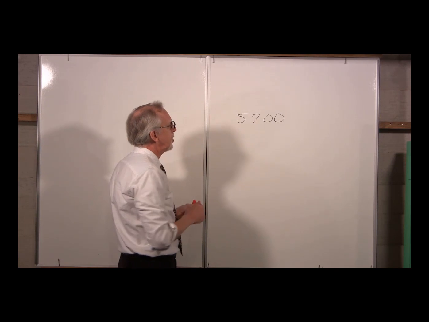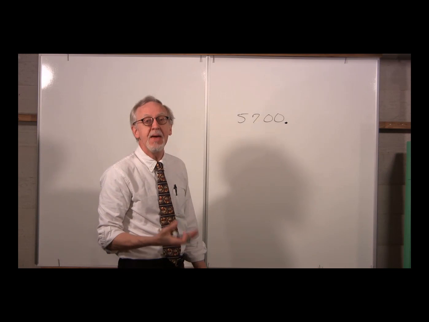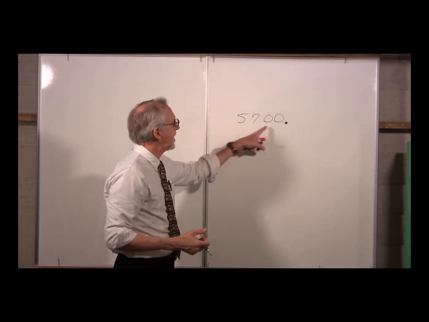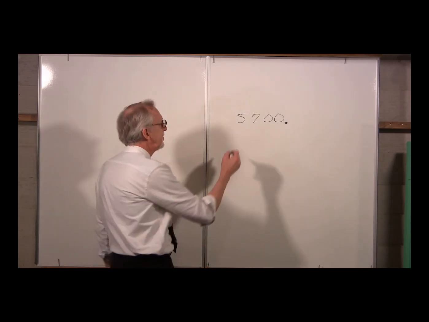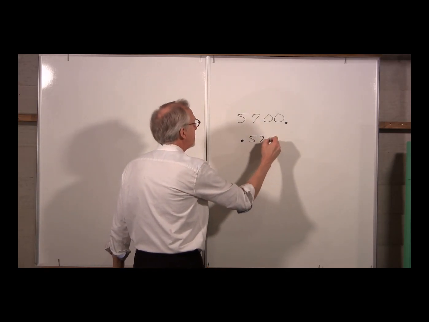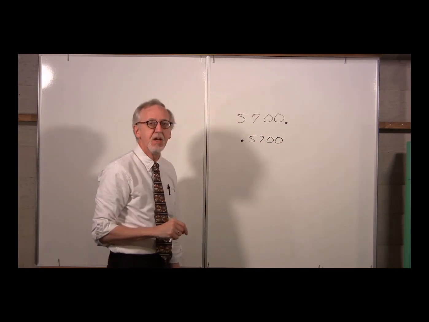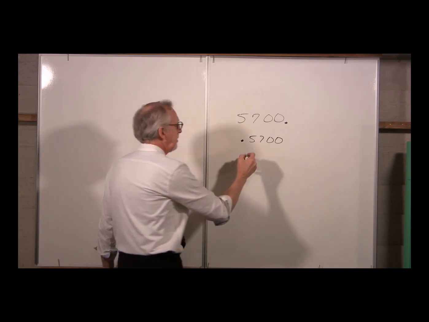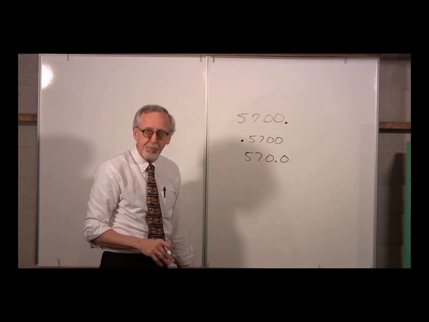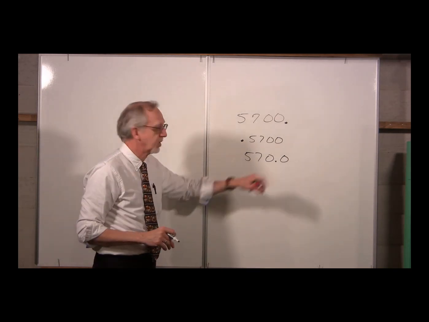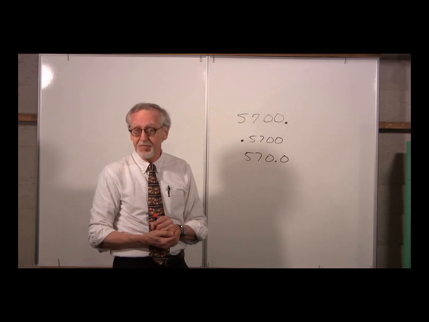If this number were written like this, with a decimal point, that decimal point makes those zeros significant. So that would have 1, 2, 3, 4 sig figs. And it doesn't matter where the decimal point is. It could be 0.5700. We've got a decimal point in there. That makes those significant, so that has 4 sig figs. Maybe 570.0. Doesn't matter. If there's a decimal point, they're significant, so 4 sig figs. Those are the rules that we will use for our significant figures.